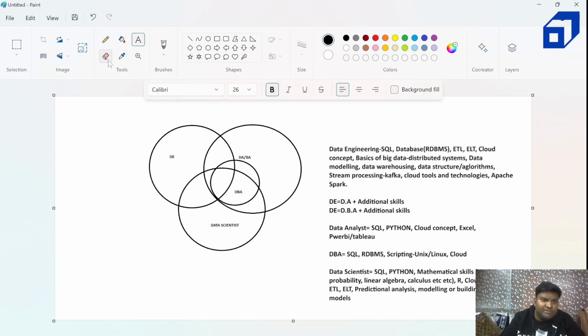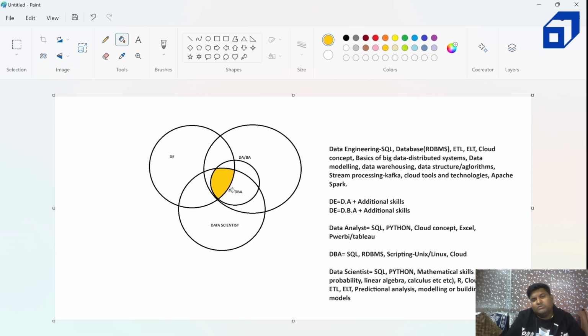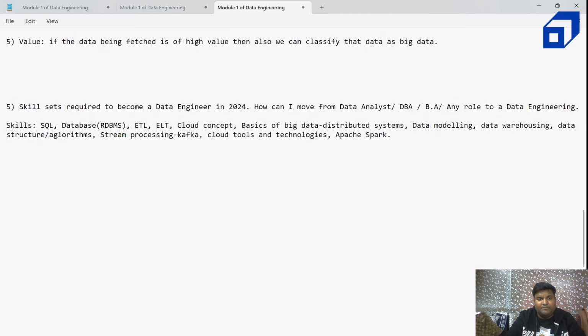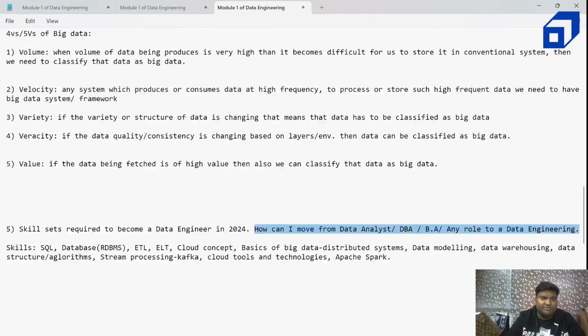Majorly, if you see this color, which I can highlight, this is the part which is SQL, Python, some kind of reporting tools, which all the job roles are required to upskill with. So you can start targeting those skills, and then slowly you can learn more skills in technology as per the job role. Let's go back to our discussion, which is module one of data engineering. We have discussed skills which are required to become a data engineer, and then how can one move from these roles to data engineering.